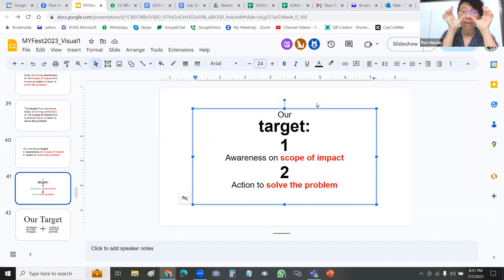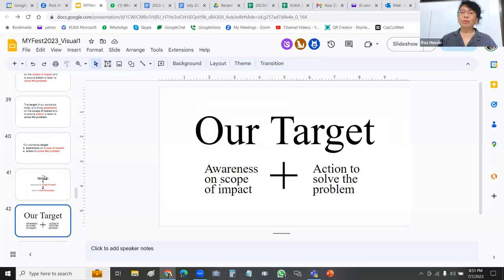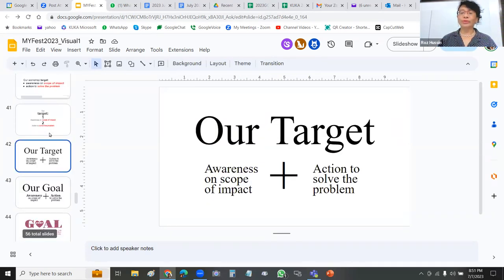So our eyeballs will immediately zoom in and target on the word target and the number one and number two. So when we look at this one, we know that there's two things important here. The details are not important. We just need to know we've got two targets. But on slide 42, we've carried the design one step further.